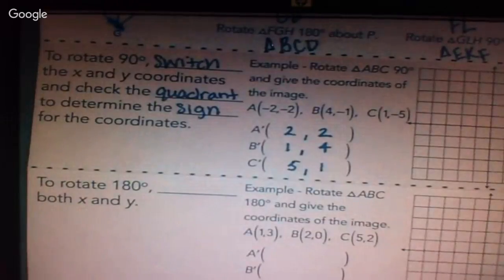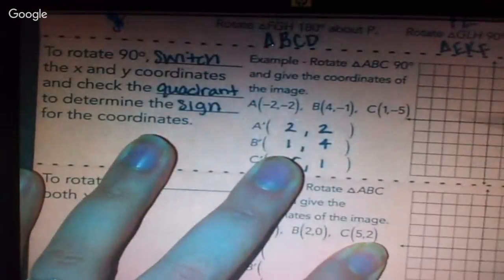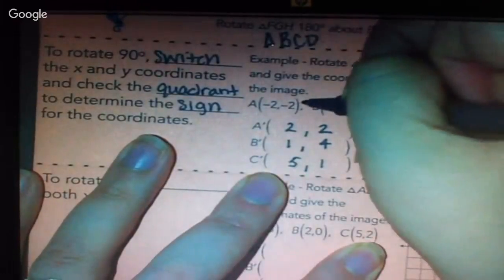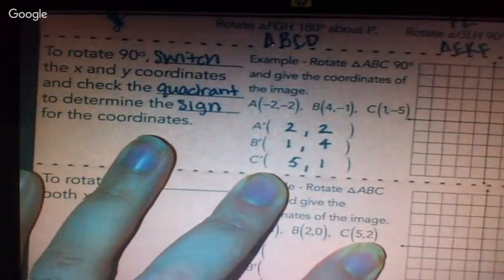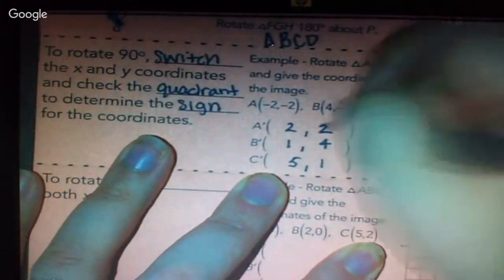So A starts at negative, negative. So we're in quadrant 3. Okay, where does it go 90 degrees counterclockwise? Quadrant 4. Okay, it goes this way, around this way. So this is going to end up in quadrant 4. Quadrant 4 signs are positive, negative.